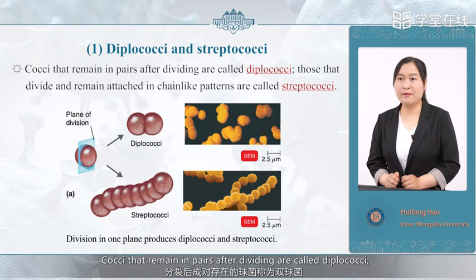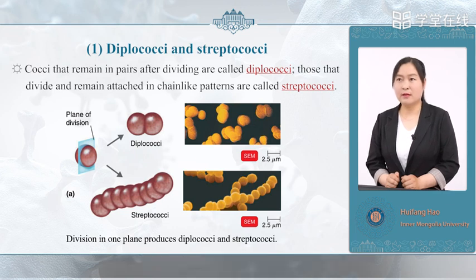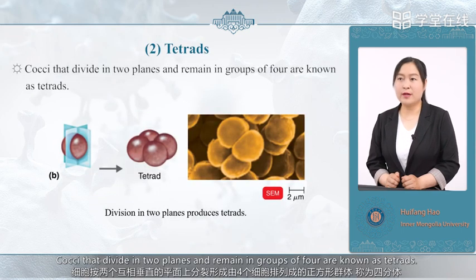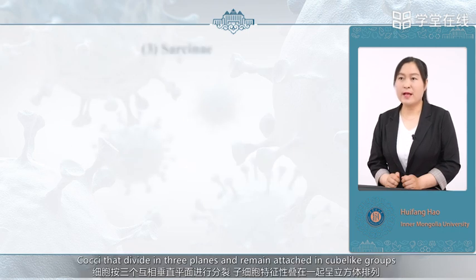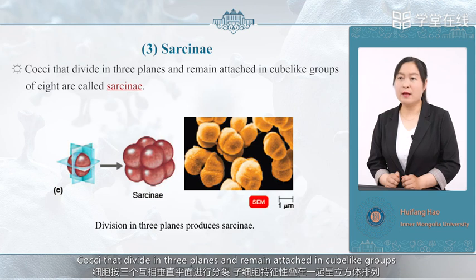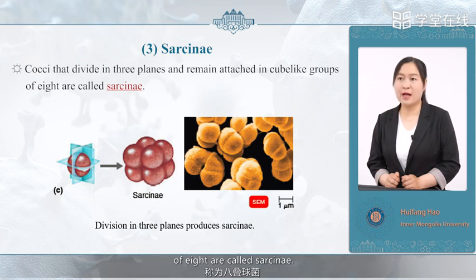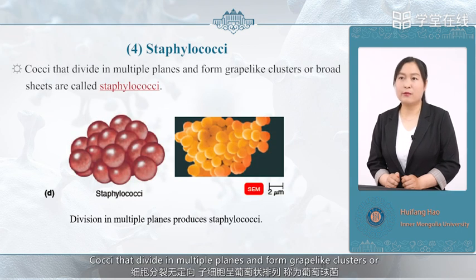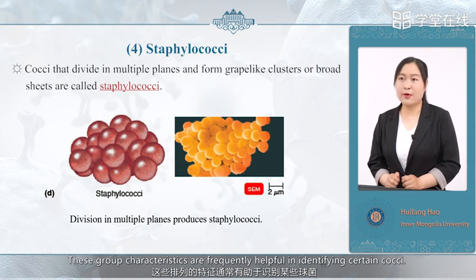Cocci that remain in pairs after dividing are called diplococci. Those that divide and remain attached in chain-like patterns are called streptococci. Cocci that divide in two planes and remain in groups of four are known as tetrads. Cocci that divide in three planes and remain attached in cube-like groups of eight are called sarcinae. Cocci that divide in multiple planes and form grape-like clusters or broad sheets are called staphylococci. These group characteristics are frequently helpful in identifying certain cocci.